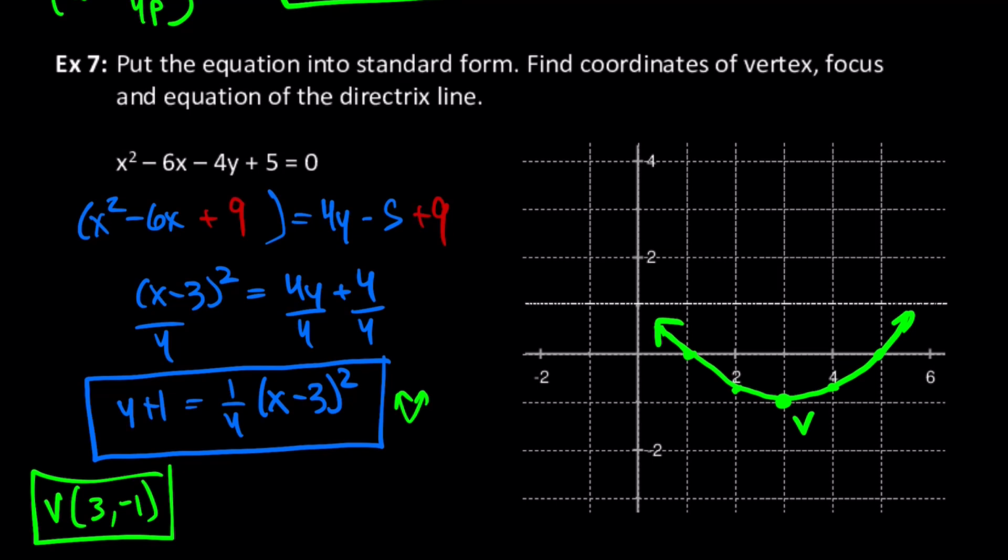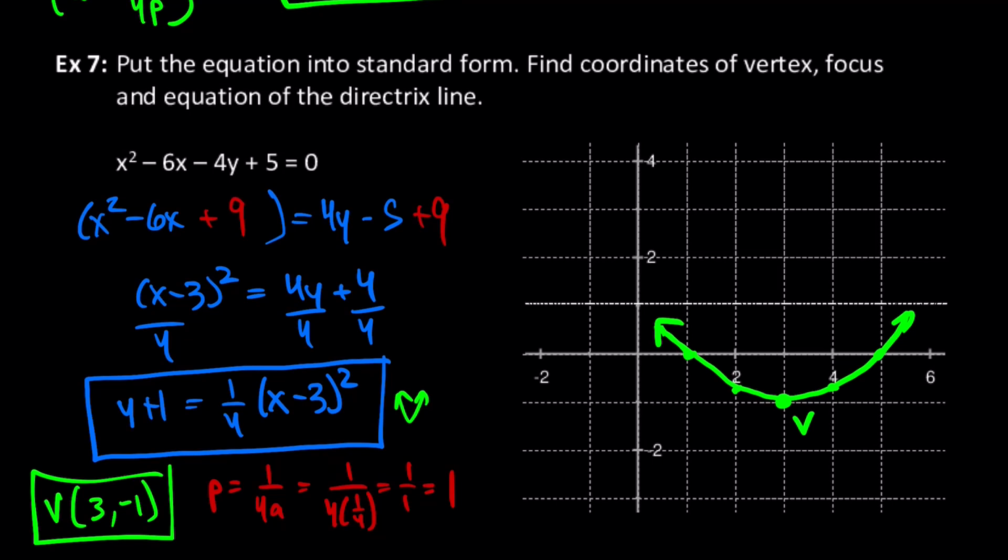Now, I need to get the focus, I need to get the directrix. All right, well, how do I do that? I have to use that formula, P equals 1/4a. P is the distance from the vertex to the focus. That's going to be 1/4 times 1/4. Well, 4 times 1/4 is 1, so that distance is just 1. That's kind of nice then.